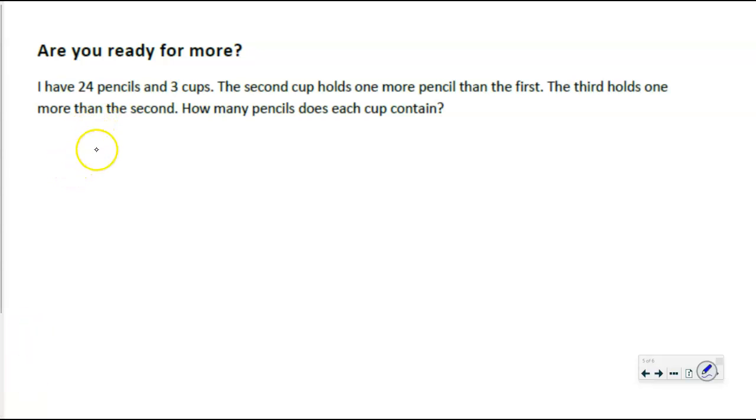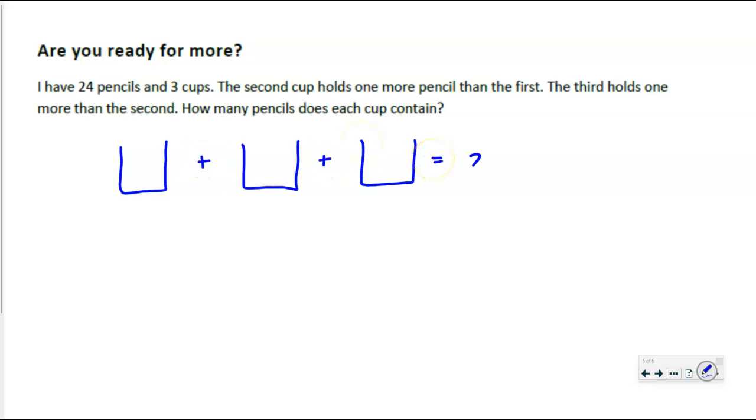Hopefully you've given it a try. Let's come back and take a look together. 24 pencils, 3 cups. I'm going to draw a picture. Here's the first cup. Here's the second cup. And here's the third cup. And all together, all of these cups have a total of 24 pencils. Here's my first cup, and it doesn't tell me how many pencils I'm going to be putting in here. Let's just call it P for pencil.